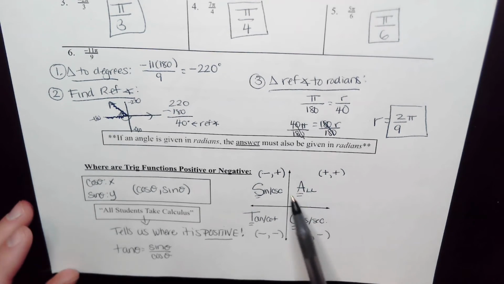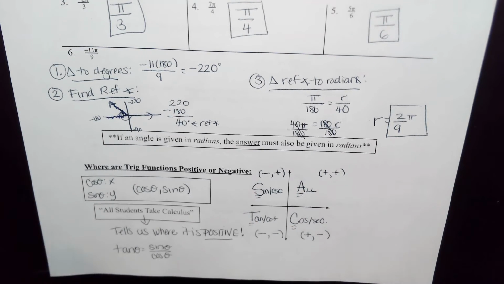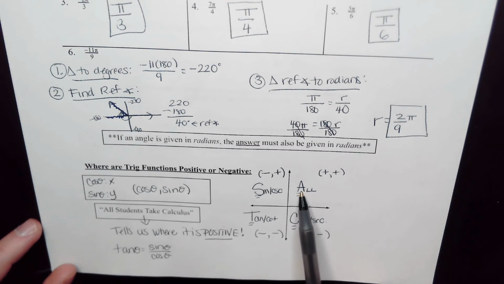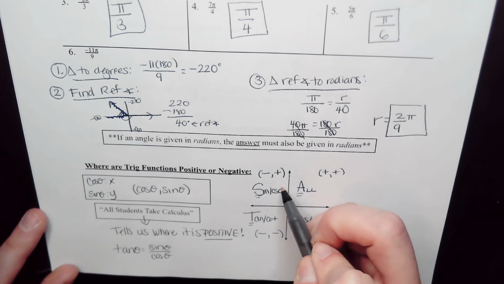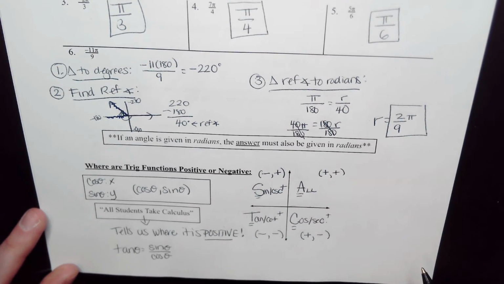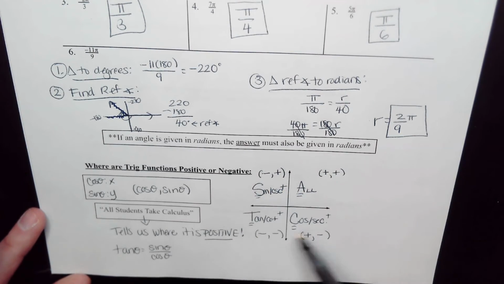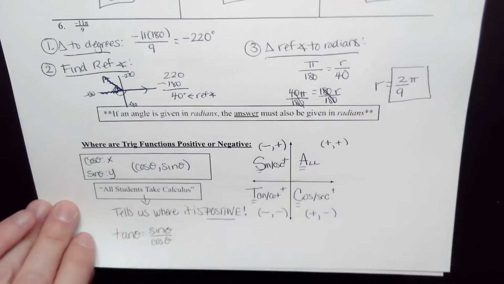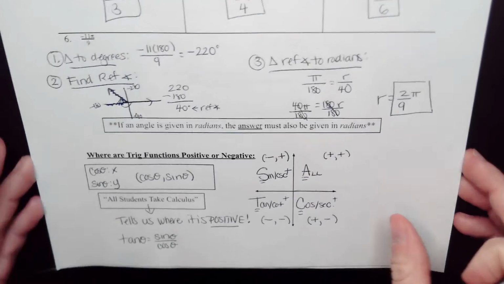I will say most students tend to use the all students take calc, or you can come up with something on your own if you'd like, but we'll use all students take calc to remember this, and that tells us where it's positive. All positive here, here sine is positive, here tangent's positive, and here cosine is positive. If it's not one of those things, then everything else is negative in that quadrant. So we're going to use that on these next few problems. I'll write it out a few more times.